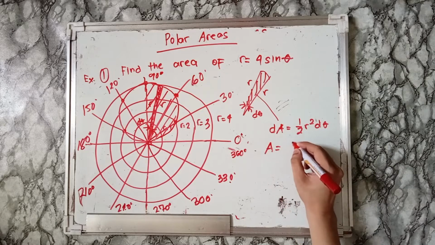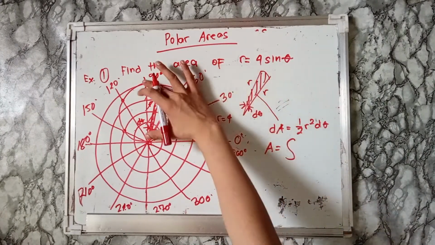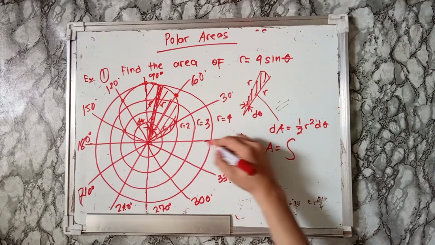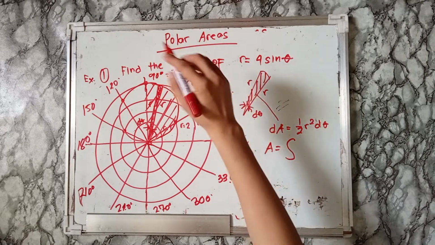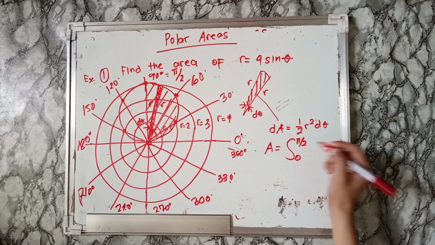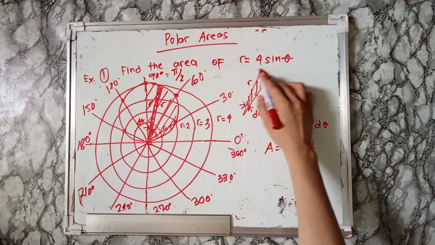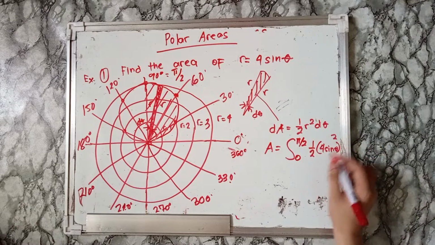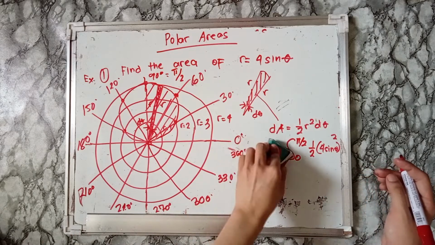Now, if we integrate both sides, this is just the integral. Since our area is within this section, our limit here is from 0 to 90. 90 here is pi over 2, since pi is 180, over 2 is 90. So our limit here is 0 to pi over 2, of 1/2 r squared. So r squared, if we square this, is just 4 sine theta squared, right? d theta. Sorry, let me rewrite this.